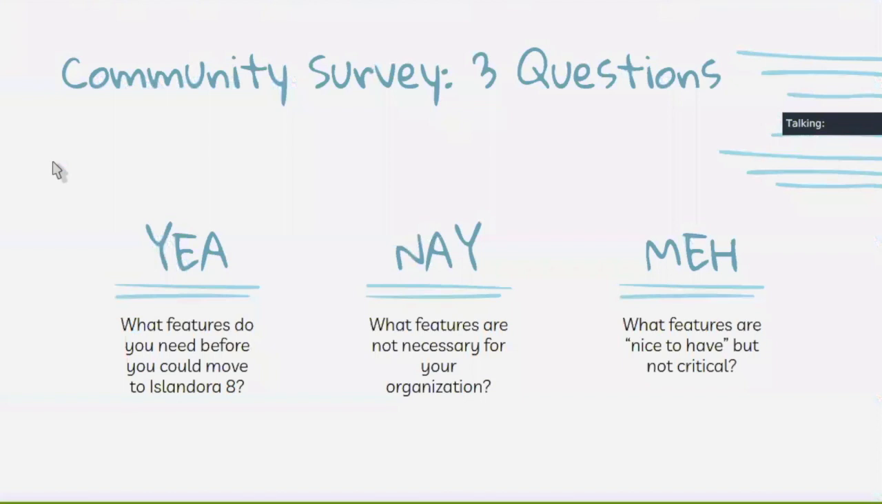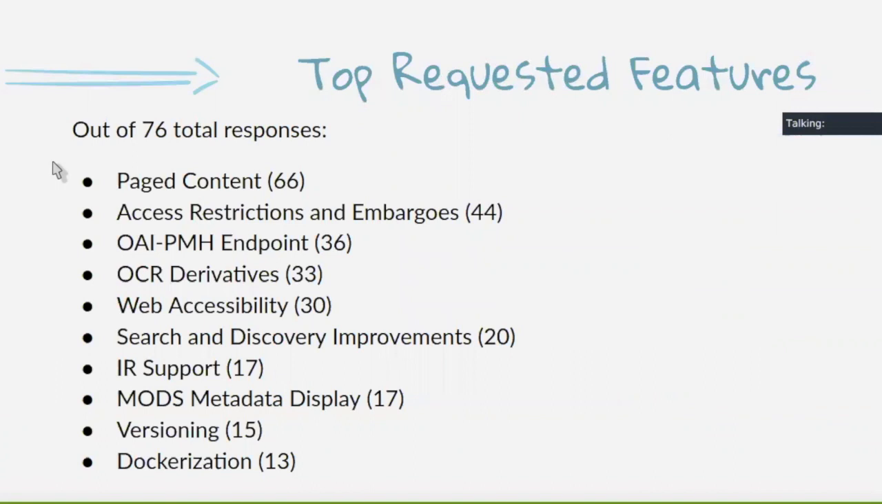After we released Islandora 8 version 1.0.0, we did a community survey and we asked 3 questions, and it was pretty simple. Each one was just a checklist: what features do you absolutely need before you would consider moving to Islandora 8? What features are not necessary and you don't care about? And what features are in the nice to have category, but you're not super concerned about them? We got a really good response from the community, 76 total responses, which is pretty good for a community our size.